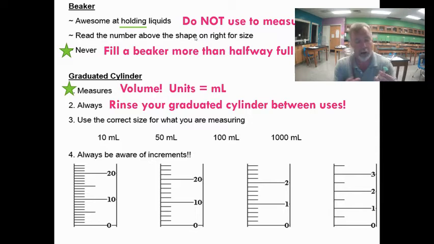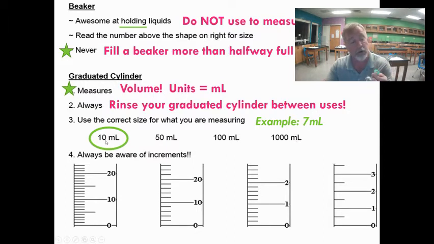Now, if you noticed, I showed you two graduated cylinders. We're going to use both sizes this year in chemistry, and that goes to point 3 on this slide. I want you to use the correct size for what you're measuring. So, for example, say I asked you to get 7 milliliters of a chemical. Would you use a 10 milliliter graduated cylinder, a 50 milliliter graduated cylinder, a 100 milliliter graduated cylinder, or a 1,000 milliliter graduated cylinder? Well, hopefully you guys said 10 milliliters, right? Let's use the one that's closest to the number that we're looking for, 7 milliliters.